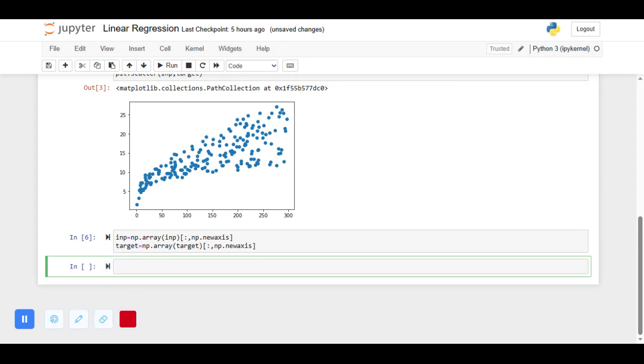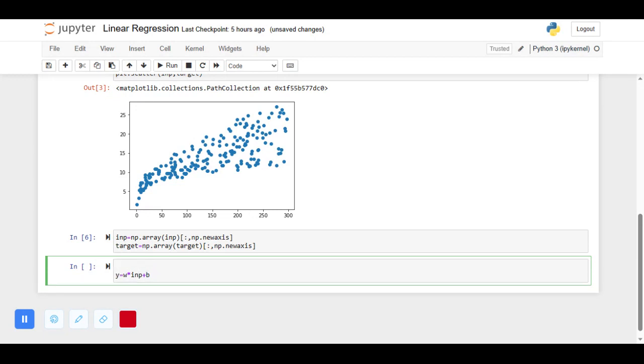Let's say y, our predicted value, is equal to w times input plus bias. We don't have any weight or bias, so for that we have to initialize the weight value and bias value. We can use np.ones, or we can put 0 or any value. We can initialize any value.